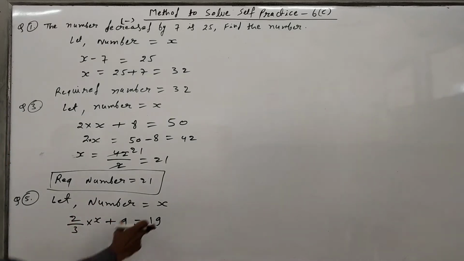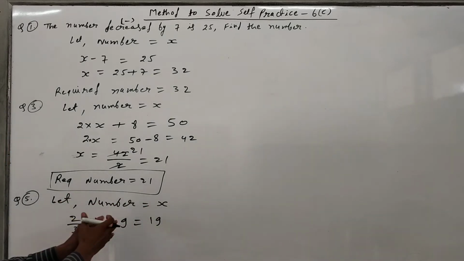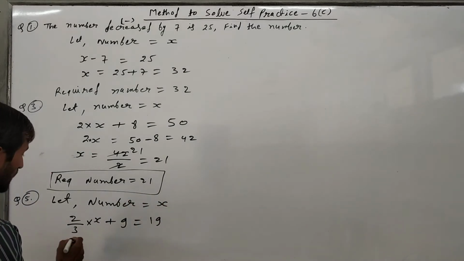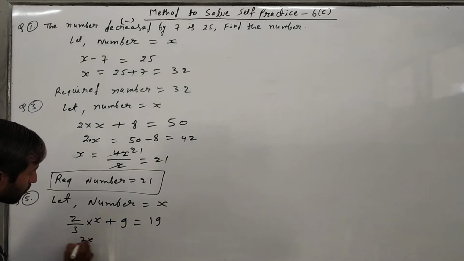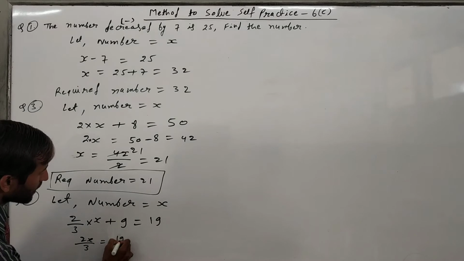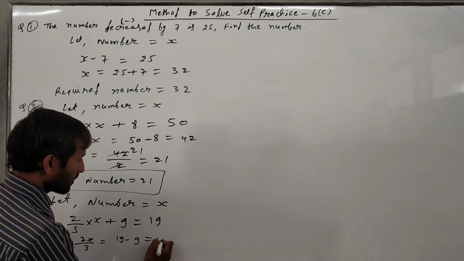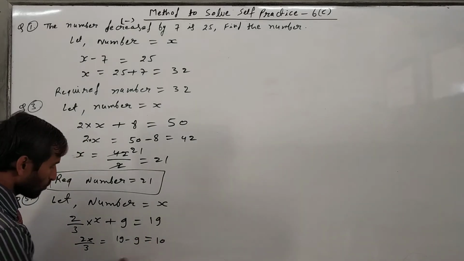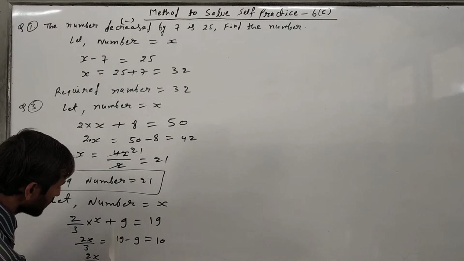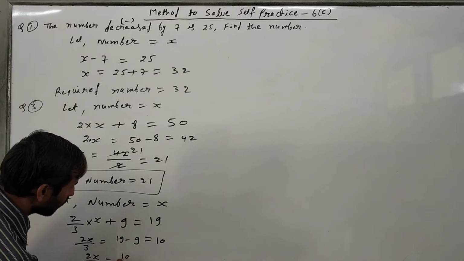Now we have to solve this linear equation. First of all, we have to shift this 9 to that side. So it will come like this: 2x upon 3 is equal to 90 minus 9. Okay. Now we have to subtract this. How much will come? It will come 81. After that, nothing written means 1, so 2x upon 3 is equal to 81 upon 1.